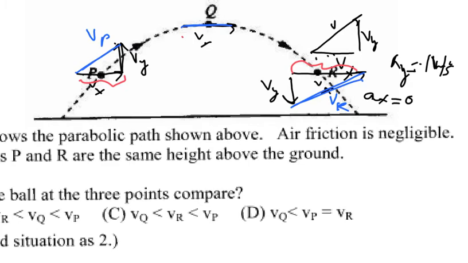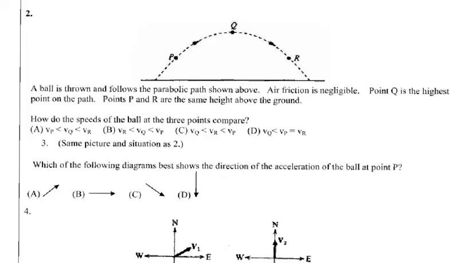Alright, in number 3, we have the same picture and situation. A ball is thrown through the air, follows a parabolic path, and what we want to know is which of the following diagrams or arrows best shows the direction of the acceleration of the ball at point P. Just like velocity, acceleration is a vector, and in order to answer this question, we need to be able to answer what is AY and what is AX.